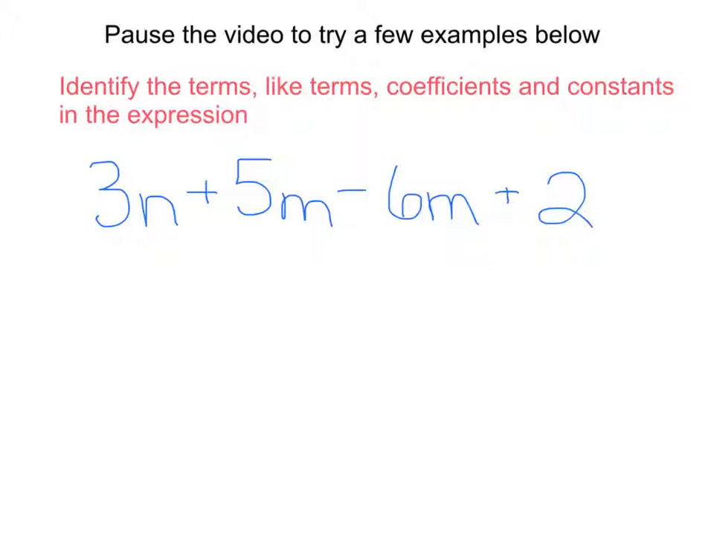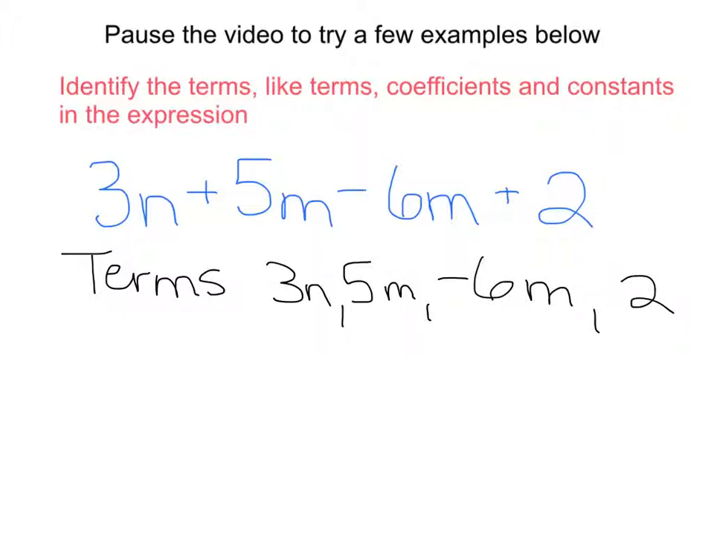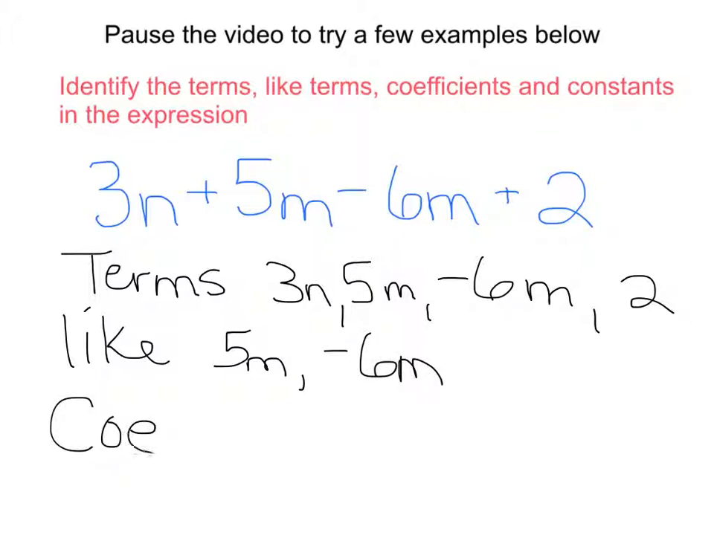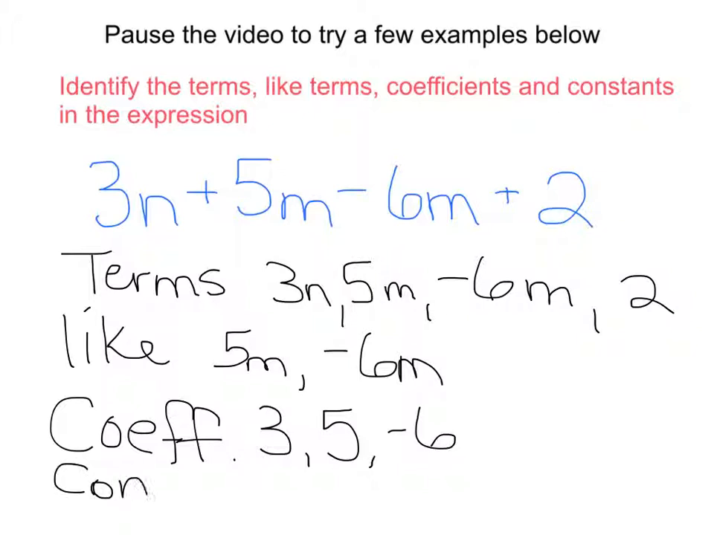The terms in this example would be 3n, 5m, negative 6m, and 2. They're all the things that are divided by an addition or a subtraction sign. The like terms are any terms that have the same variable, so 5m and negative 6m. The coefficients, the numbers that are in front of variables, are 3, 5, negative 6, and the constant, the number that does not contain a variable, is 2.